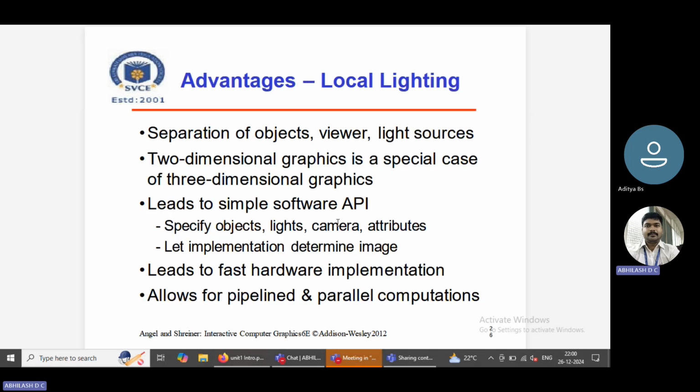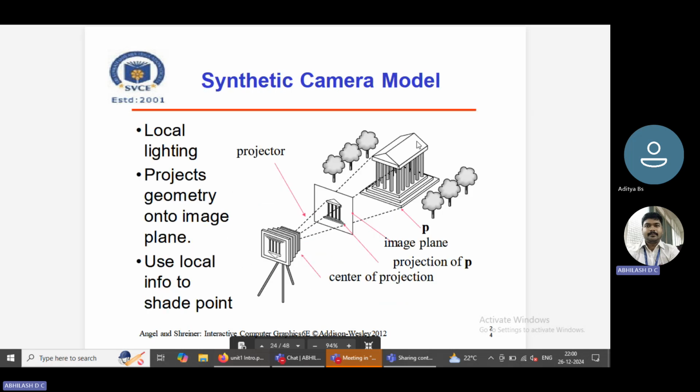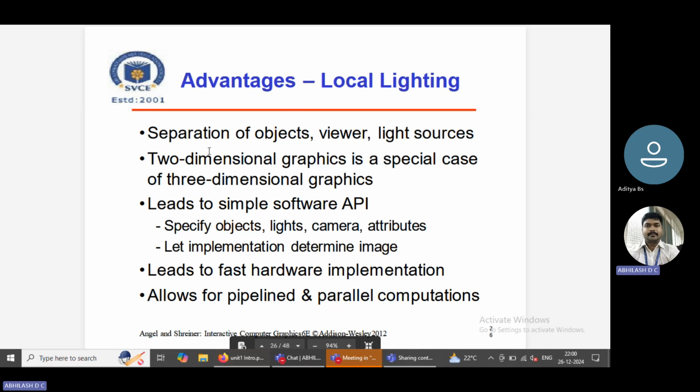So next, coming into the advantages of having the local lighting is separation of objects, viewer, and light sources. As you can see, the light source is different, the object is different, and the viewer is different. We can identify, right? So local lighting will help us in separation of object, viewer, and the sources.